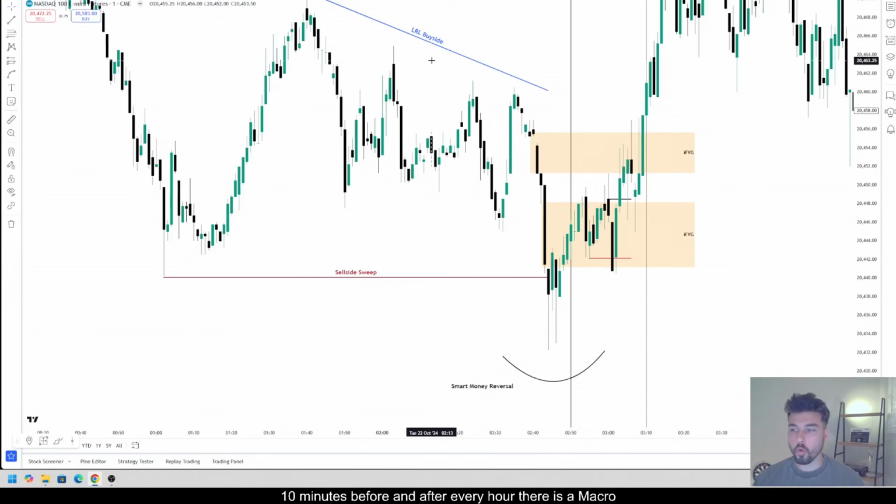target. You can have all the entry models you like. You could have the best inversion, breaker, unicorn, CRT mixed with whatever it wants to be mixed with.